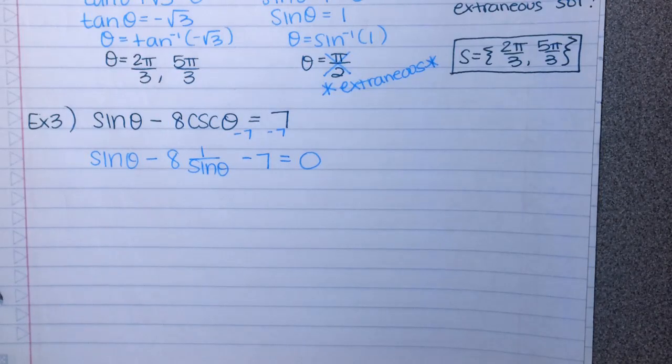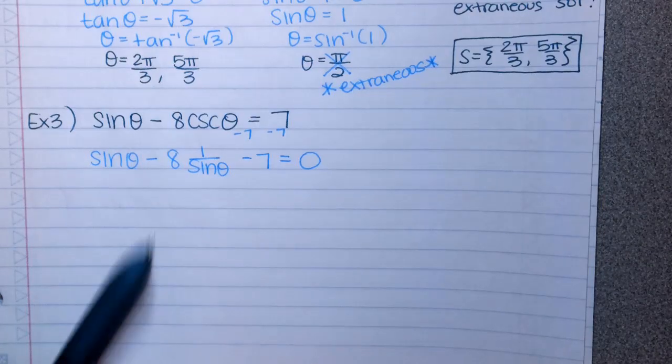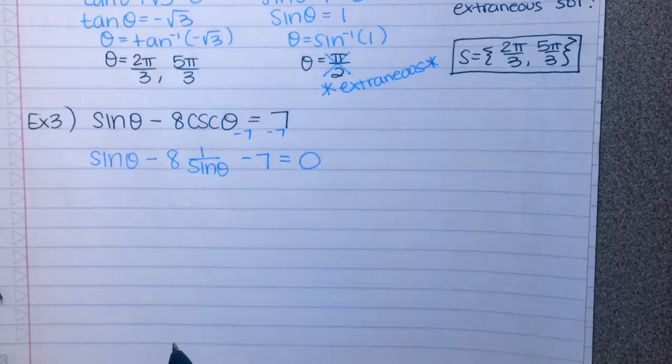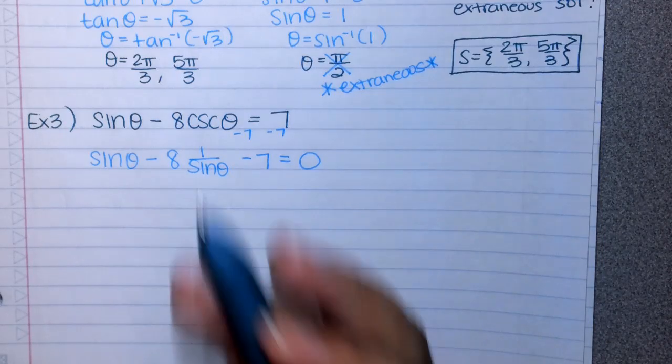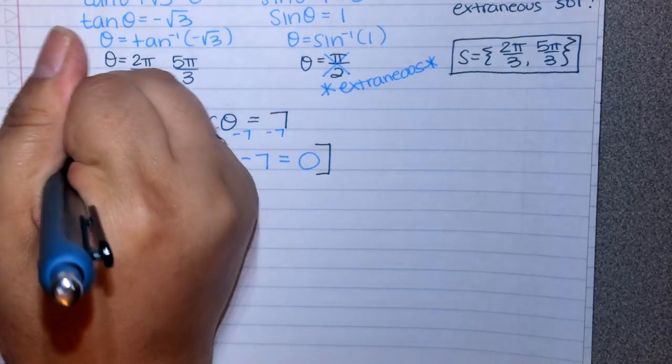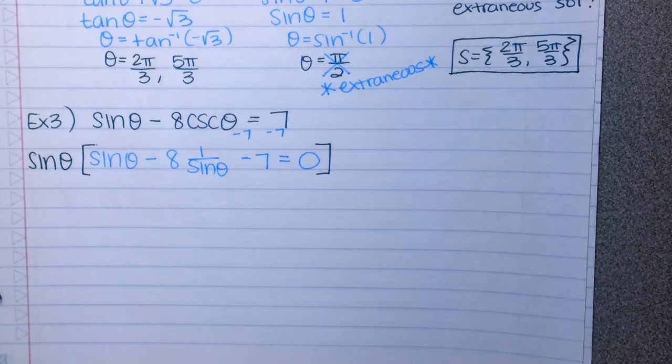Why would I do that? Or what can I do now? I can't factor out the sine because the sine here is on the bottom, but I can do the opposite. I can multiply everything here by the sine of theta. What you do to one, you have to do to all.